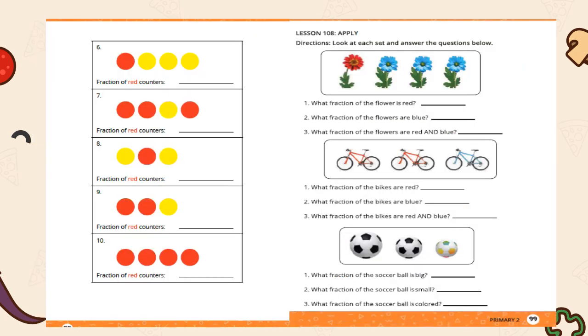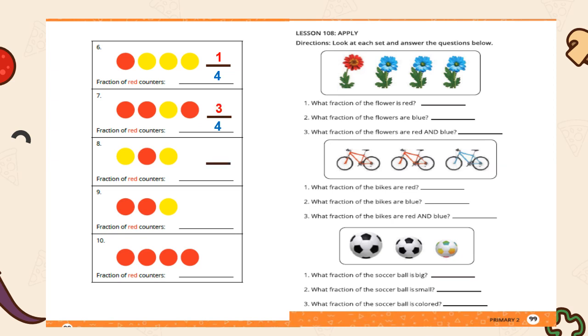Let's complete in number 6, fraction of red containers. First, the total parts are 4. How many red? Just 1. So the fraction is 1 over 4. Number 7. The total parts are 4. How many red? They are 3. So the fraction is 3 over 4.